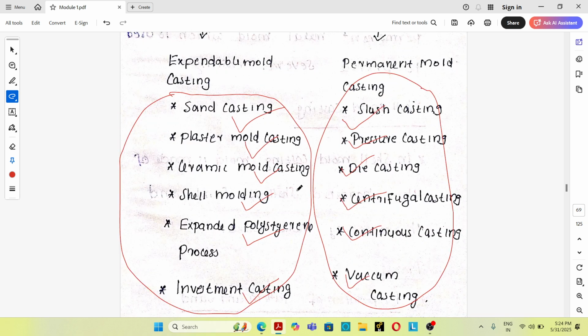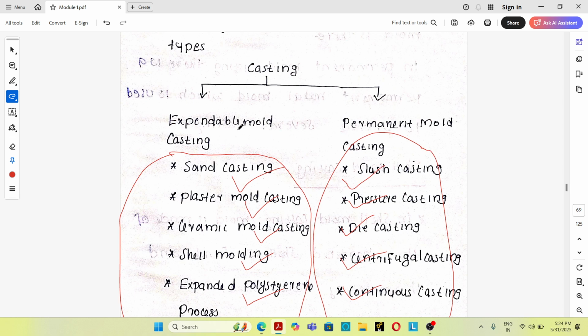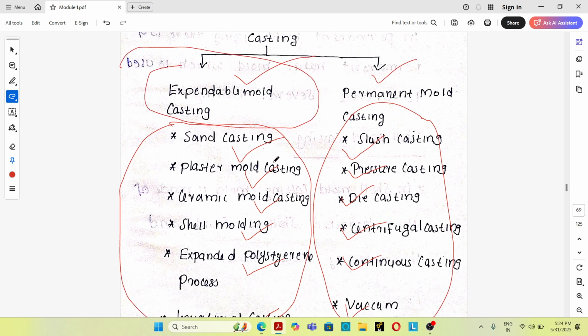So the difference between expendable mold and permanent mold casting process is, in expendable mold casting, after the casting has solidified, the entire mold is broken and the product is taken outside. The entire mold is destroyed for taking the casting outside. In the permanent mold casting process, a permanent metal mold is used for producing 1000 products. So that's the difference between expendable mold casting and permanent mold casting.